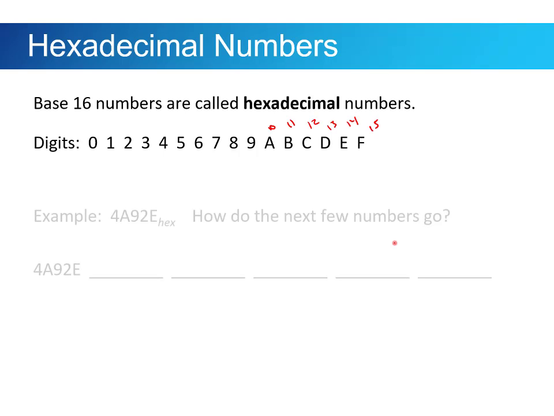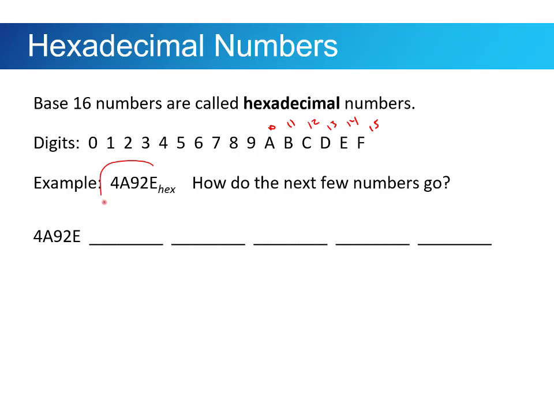So a number in hexadecimal might look something like 4A92E. And if that's my first number that I begin with, how do the next few numbers go after that? Let's see, 4A92E, 4A92F, and now what? Let's see here.